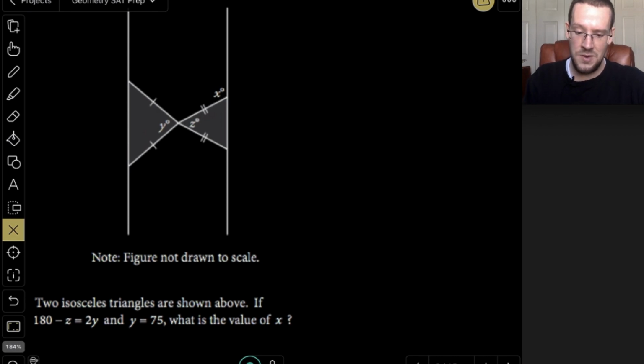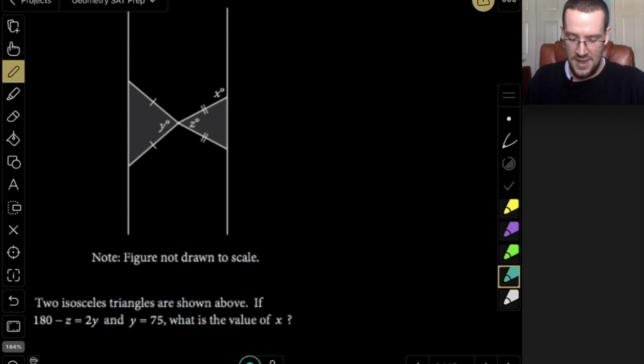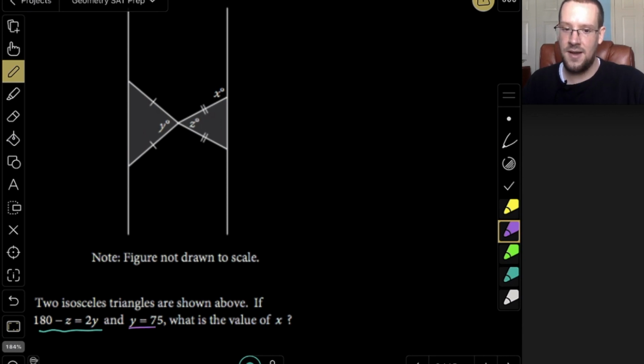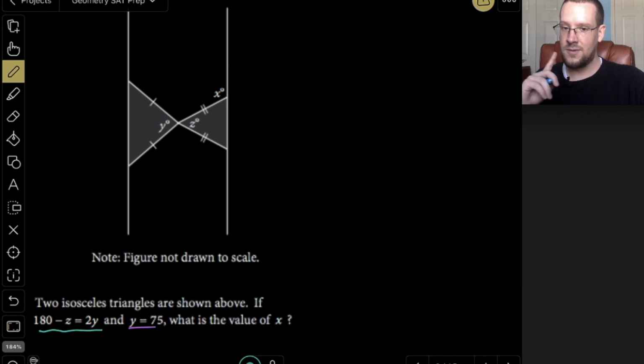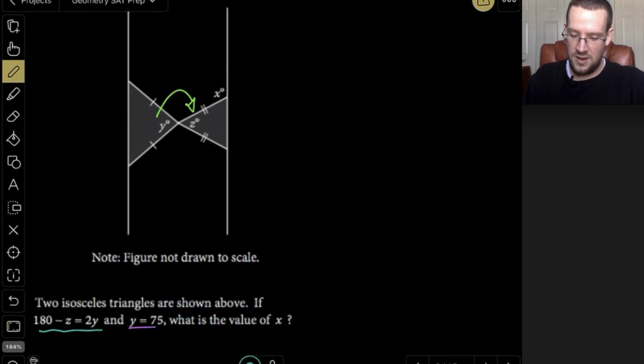Okay, but let's see what we do have here. We're told that 180 degrees minus Z is equal to 2Y, and Y is equal to 75. What is X? So it looks to me that good old-fashioned algebra is at it again. I'm going to go from Y to Z, then from Z to X. That's the flow of this problem.